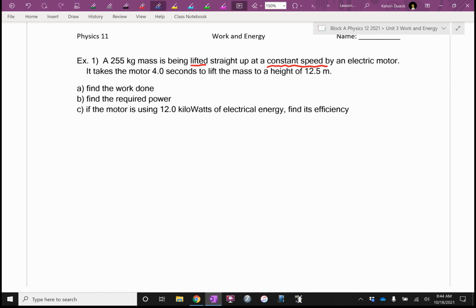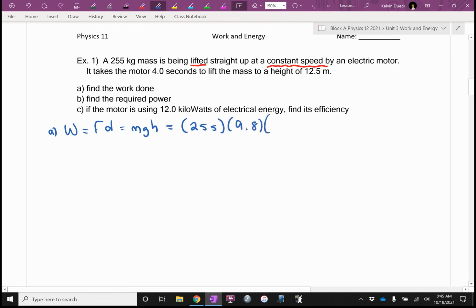Okay, cool. What does part A want me to find? So work equals force times distance, but when we're lifting, I think we've agreed as a shorthand it's mgh, because the force that you're lifting with is exactly the same size as gravity pulling down, especially here because it does say constant speed, so I know the forces must be, I'm looking for where this starts, letter B, balanced. So it's going to be 255 times 9.8, not negative because we're in Scalarville, times 12.5 meters.